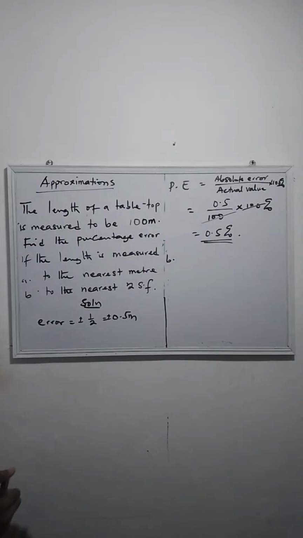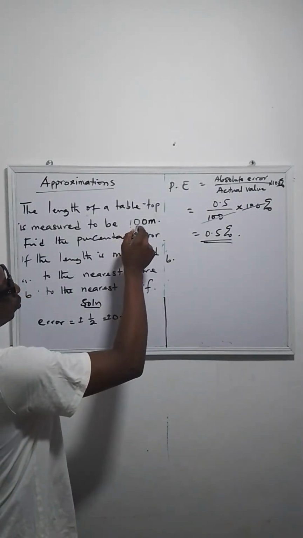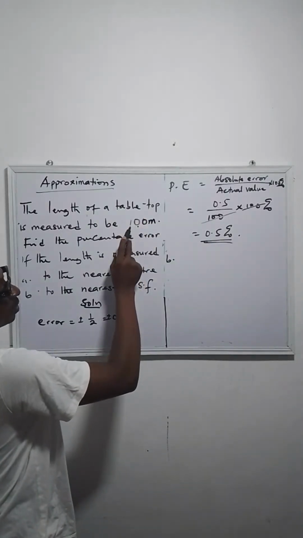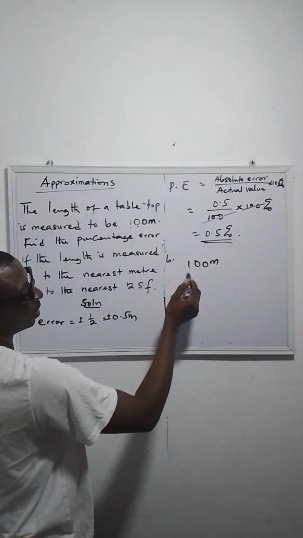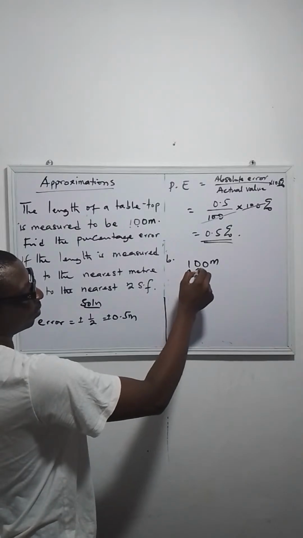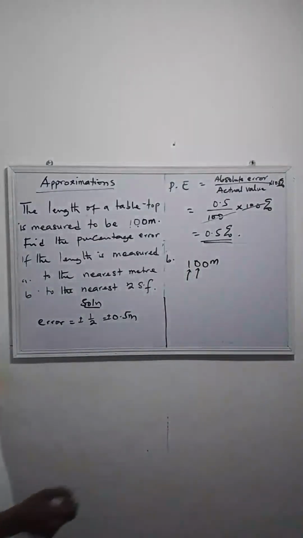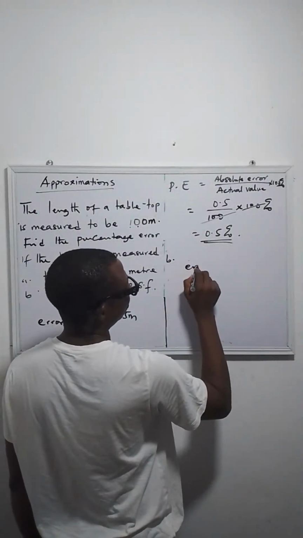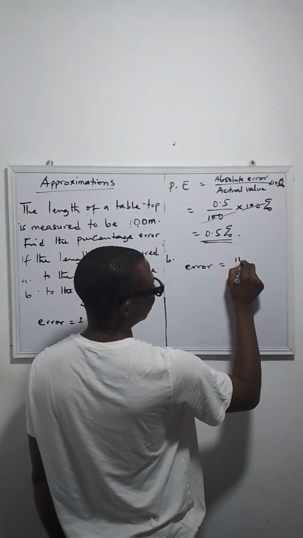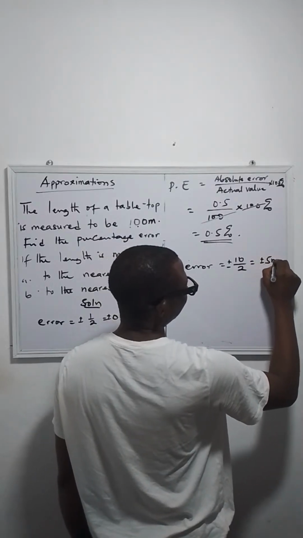Now you have to find the percentage error to the nearest two significant figures. Now two significant figures is on what position? Let's look at it: 1, 2. The first significant digit in 100 meters is 1, while the second is 0 here. And the position value of this 0 is tens. So that means the error will be equal to tens, that's 10 over 2, plus or minus 10 over 2. That's plus or minus 5 meters.